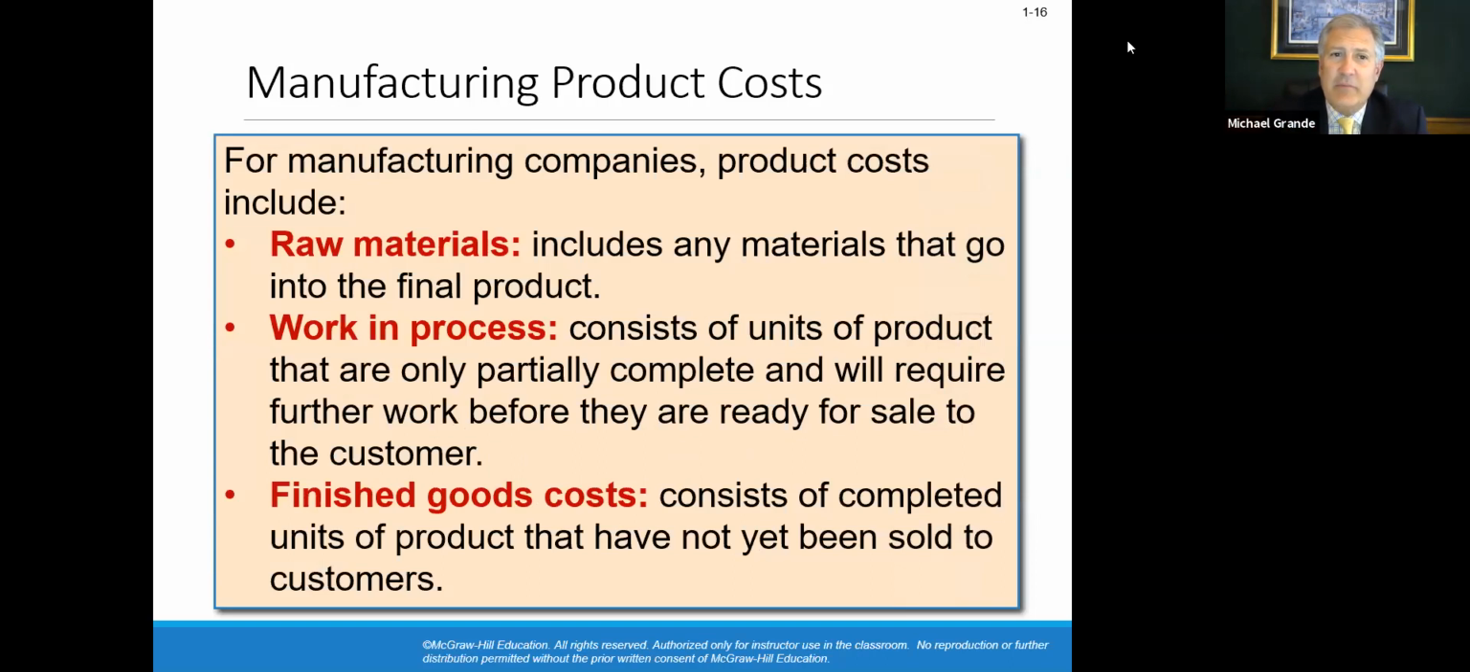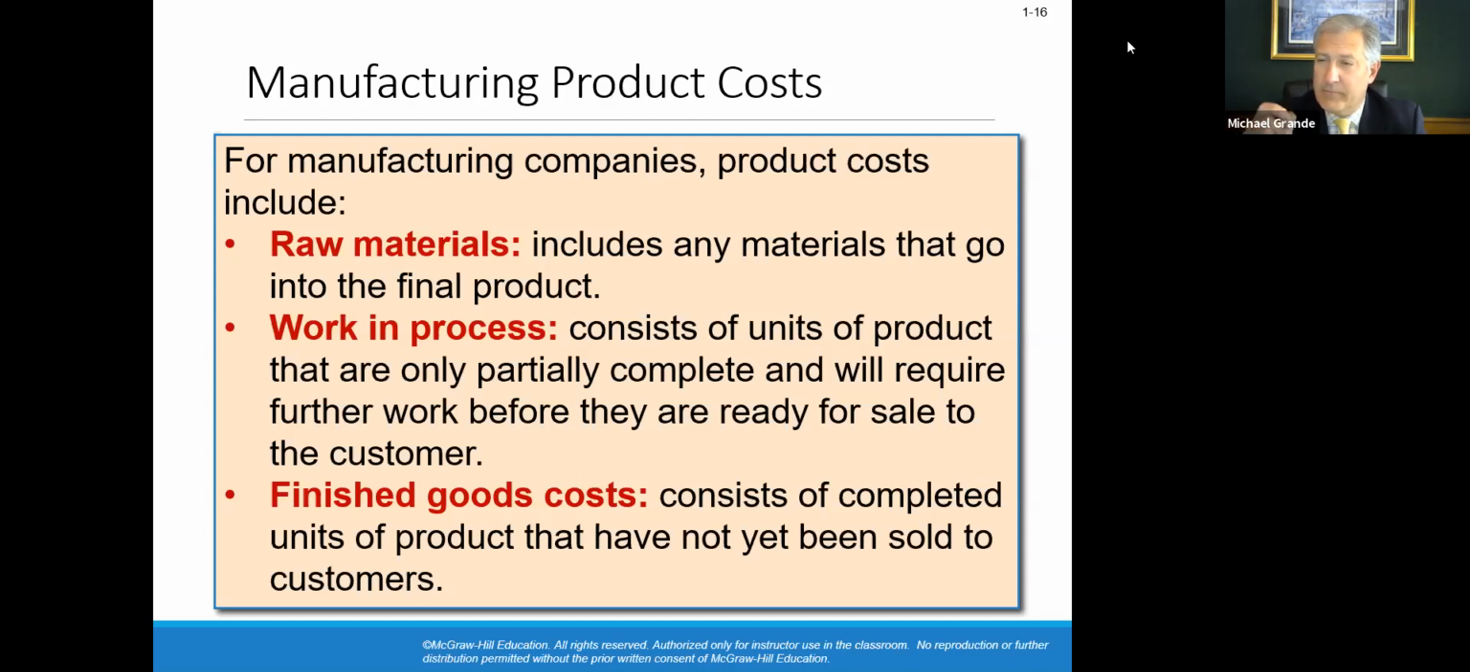For manufacturing companies, product costs include raw materials, work in process, and finished goods. Now, what's important to understand here is the definitions. Inventory is made up of 3 components in a manufacturing company. Raw materials. Raw materials are the wood and the hardware. They are materials that are in our warehouse that is untouched.